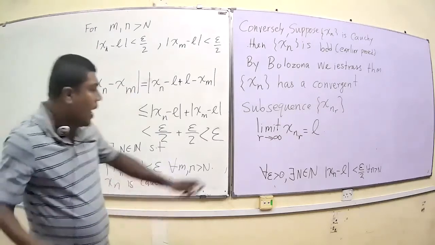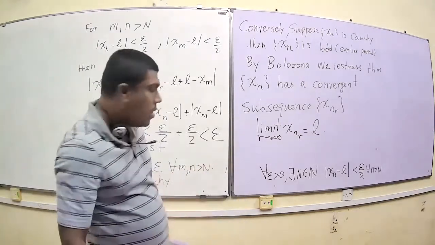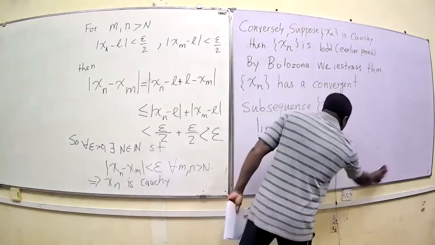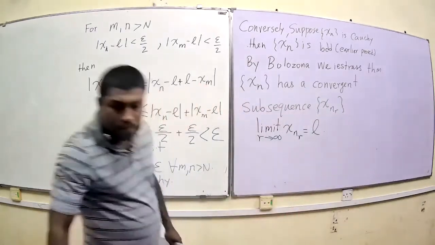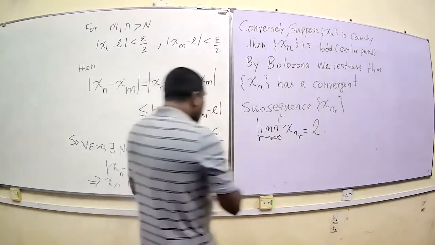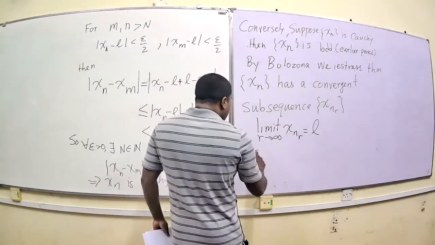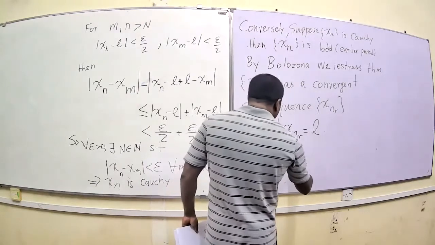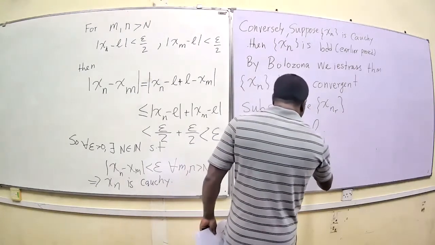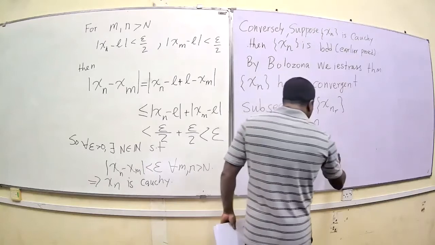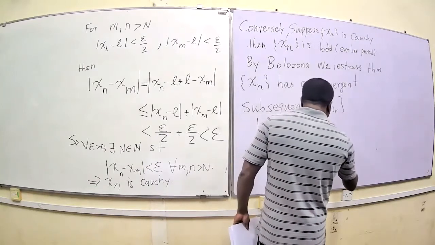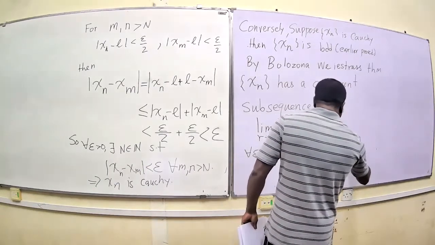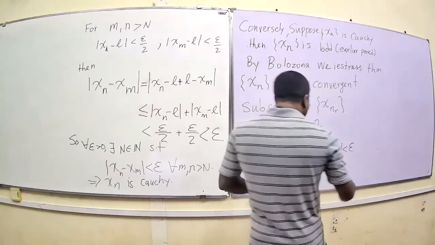But we only have the limit of the subsequence, so we will start by using that first. By definition, for every epsilon positive, there exists capital R belonging to the natural numbers such that |x_{n_r} minus L| is less than epsilon.